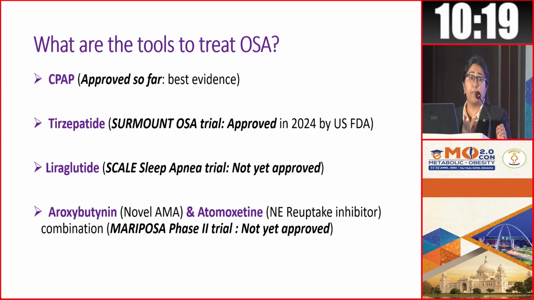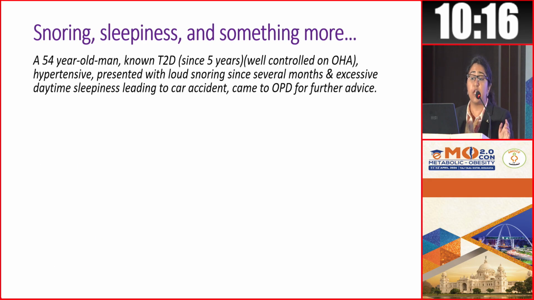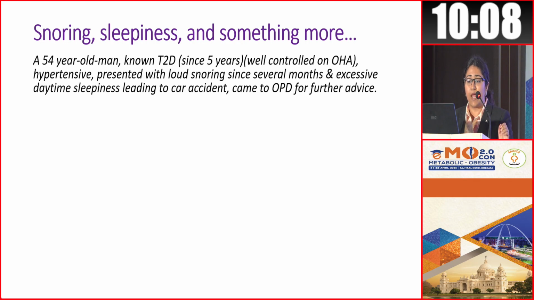So let me take you to the beginning of this story of a 54-year-old man who presented to our OPD, type 2 diabetic, diagnosed 5 years ago. He is well controlled on anti-diabetic drugs and his HbA1c levels are well within target limits.